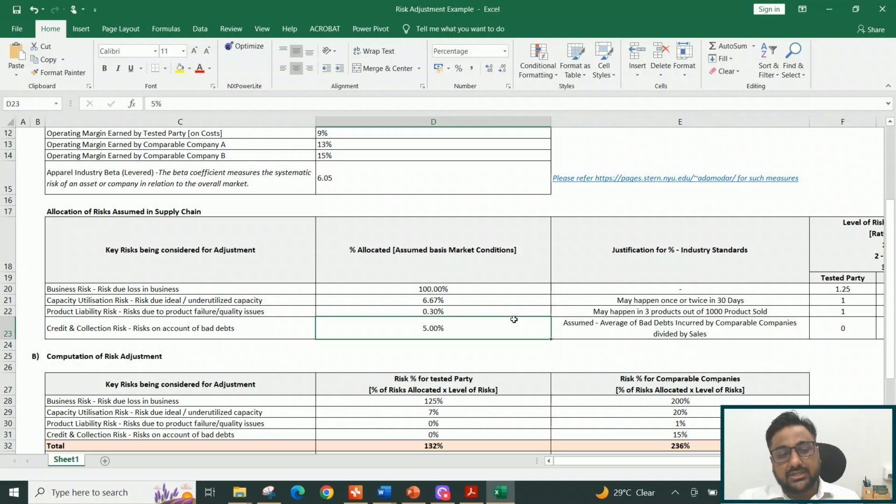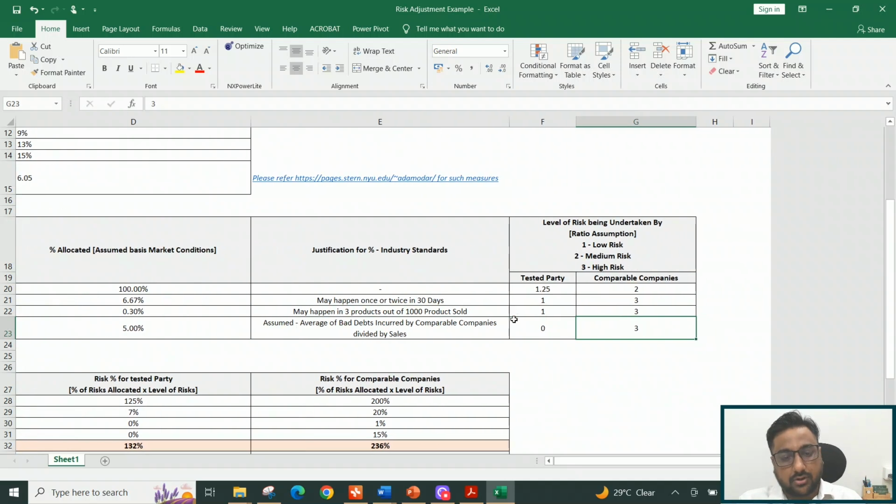Now what I have done is, I have given weights for this particular risk to the tested party and comparable companies. So how I have given the weight is, I am putting one number for low risk and 3 for higher risk, right? And for medium risk 2. This is what the weights I am giving right now to this tested party and comparable companies.